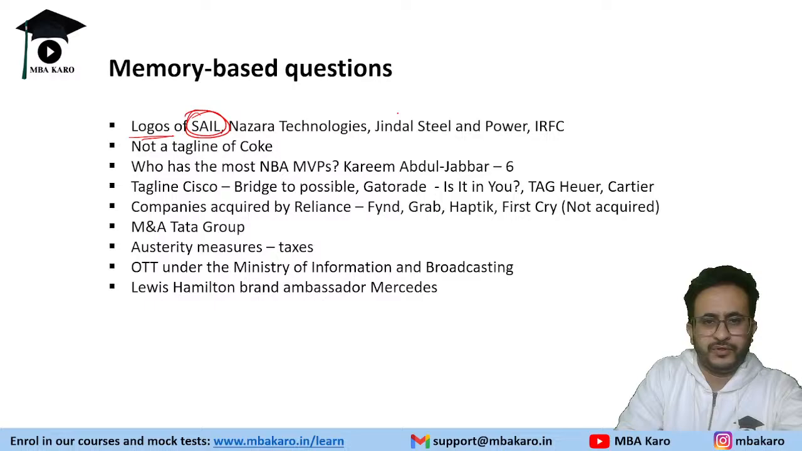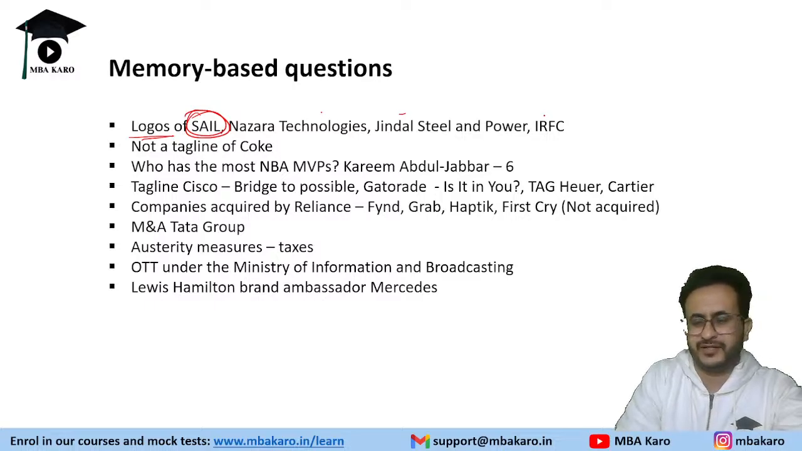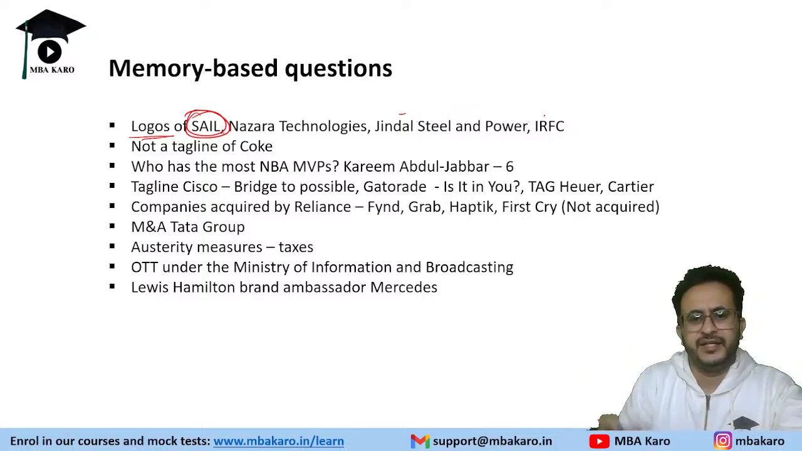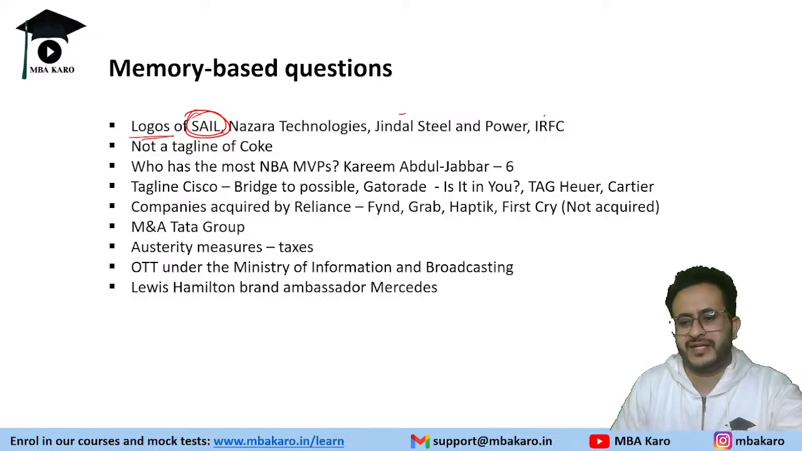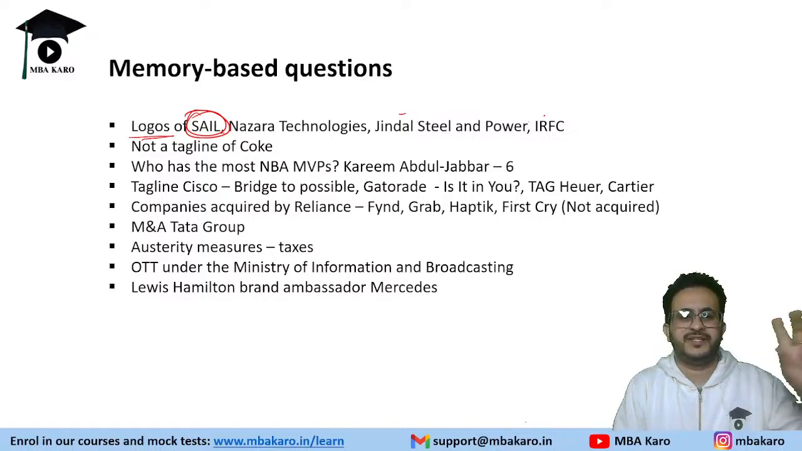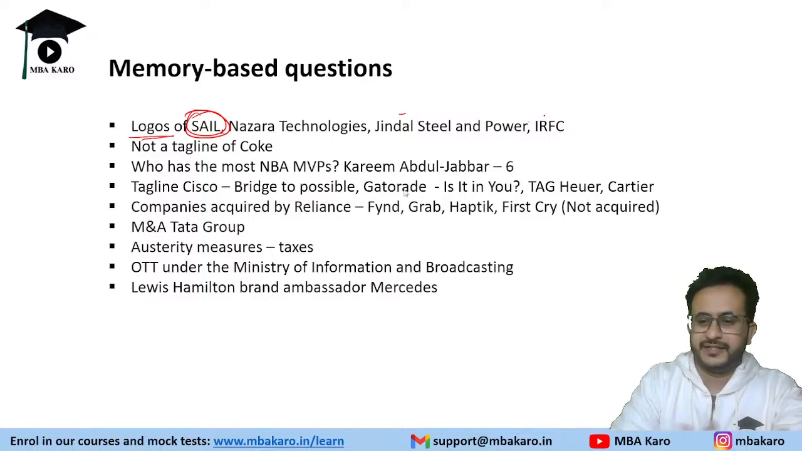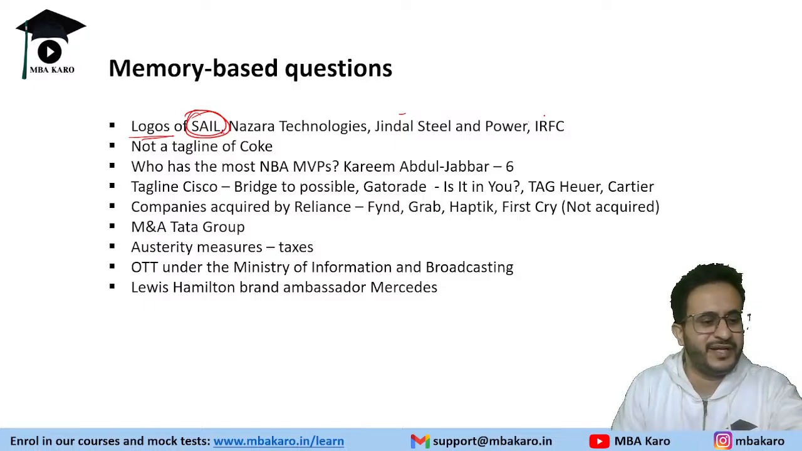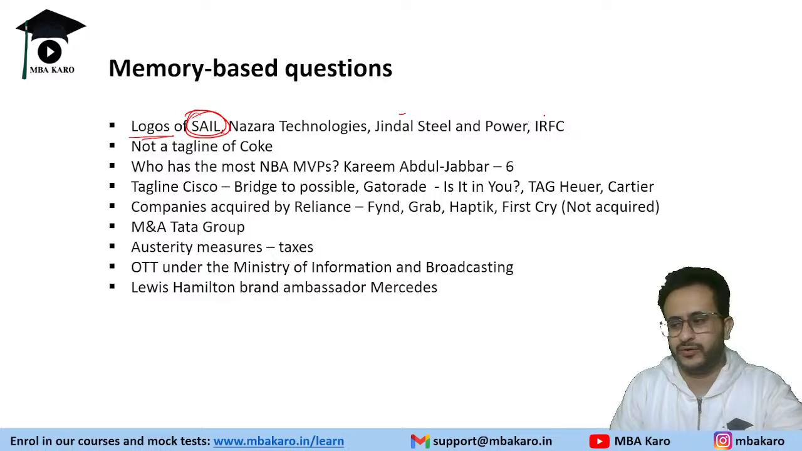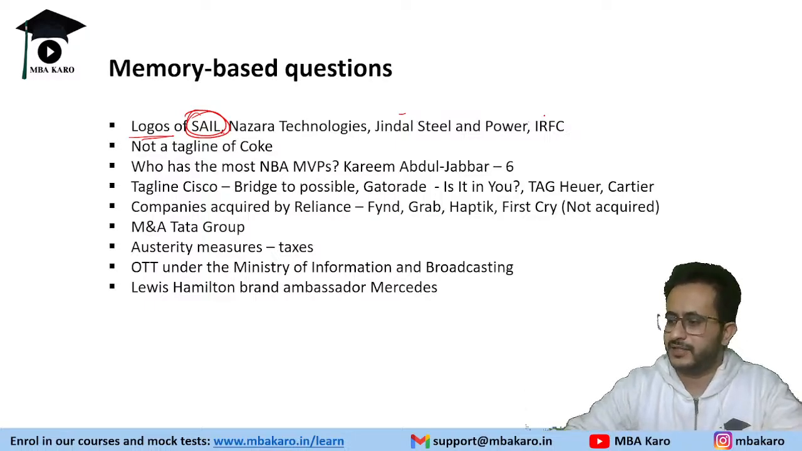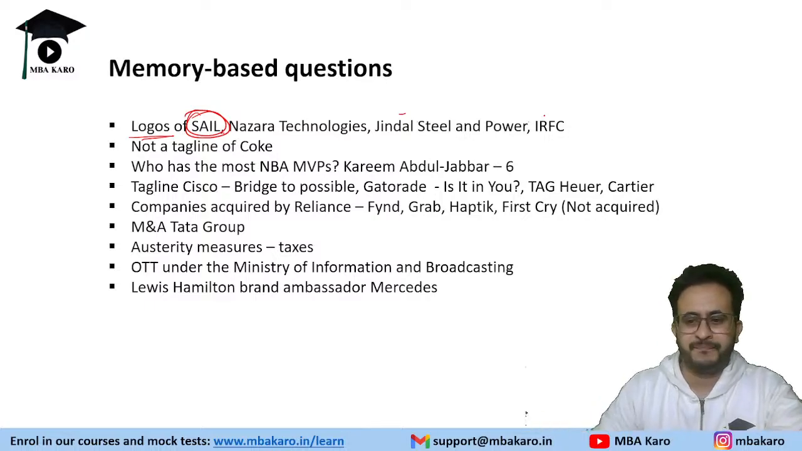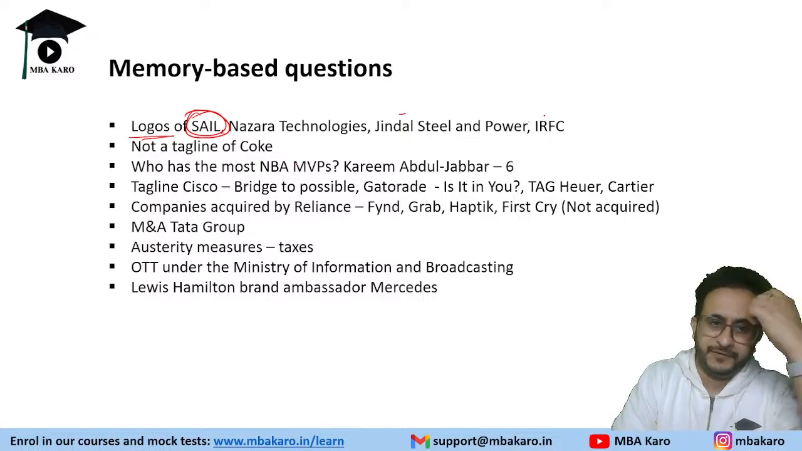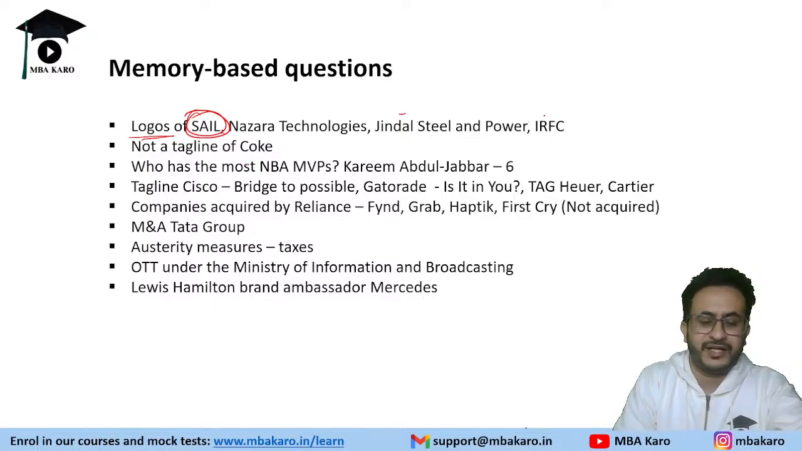Although I knew the logo of Jindal Steel also and IRFC, Nazara Technologies I did not know the logo. So SAIL logo I knew, and I knew Jindal and IRFC. So even if you knew only the SAIL logo, you would have matched that because I remember that there was only one option in which the SAIL logo was matching correctly. So that must have saved you. So how many of you got the SAIL logo right? Did you watch the video yesterday and get the SAIL logo right? How many of you? Please comment. In the earlier video which I did on analysis, a lot of people commented ki SAIL logo aaya tha and we were able to get one question right in the examination.